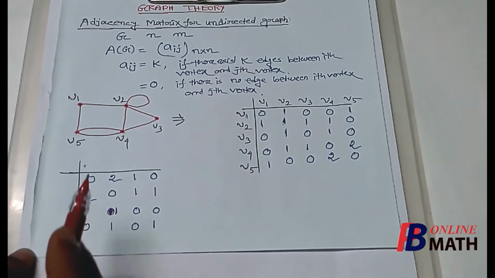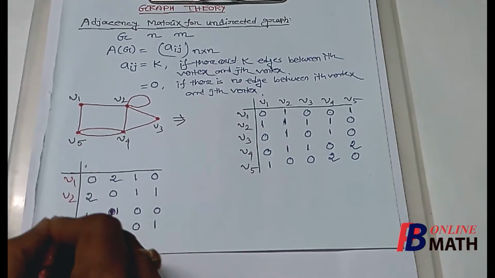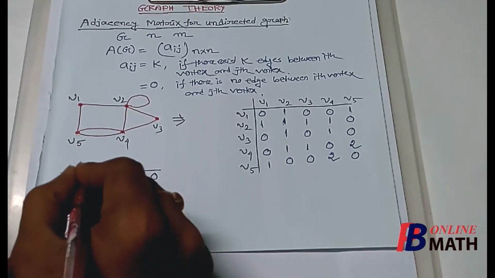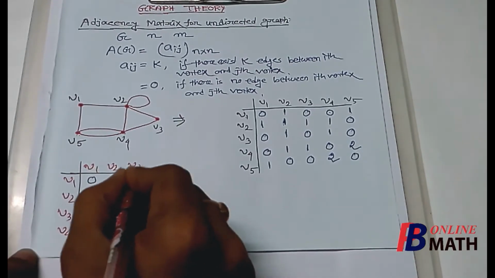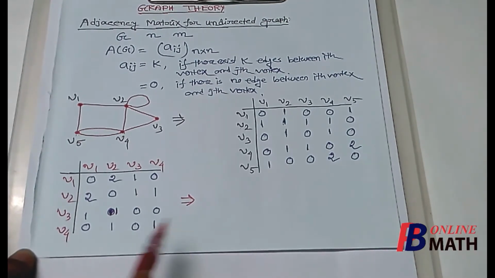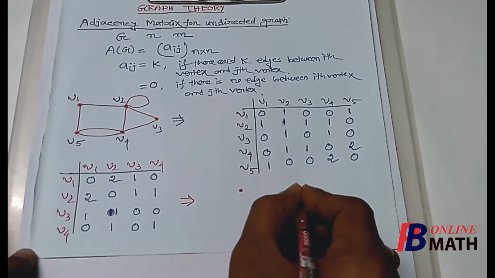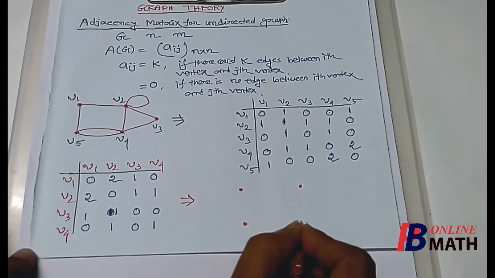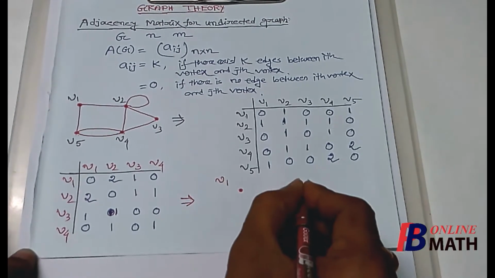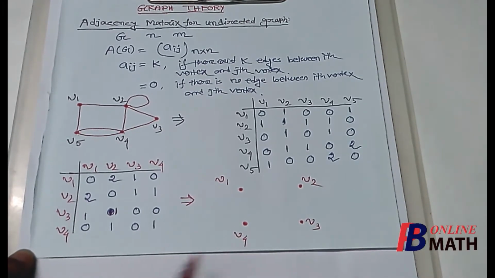So first let us label the rows and columns by the vertices. So this is V1, V2, V3 and V4. We shall find the corresponding graph for this adjacency matrix. Since the matrix has 4 rows or 4 columns, the graph has 4 vertices. So let us first plot the vertices. So let this be V1, this is V2, this is V3 and V4. So these are the vertices.